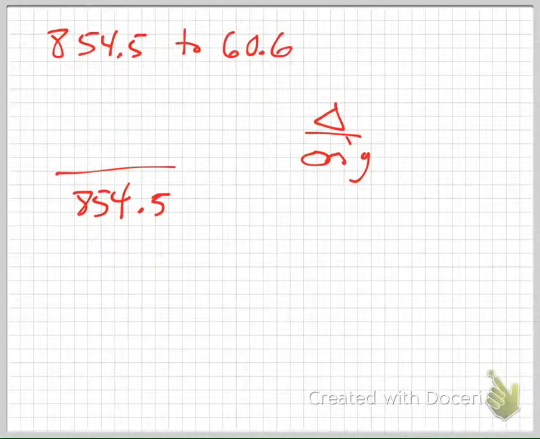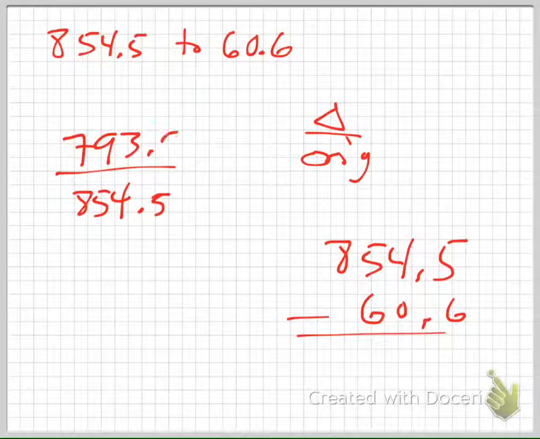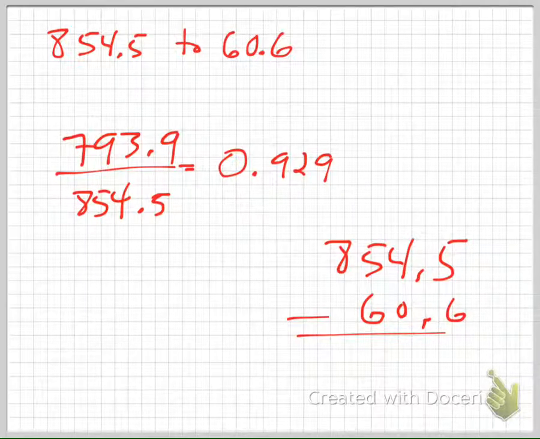How do I find the change? 854.5 minus 60.6. You subtract, right? Isn't that how you find the change, you subtract? So what is 854.5 minus 60.6? 793.9, right? And now what do you do with this? You just type in the calculator. What is 793.9 divided by 854.5? What's it come out to? 0.929. Okay. 0.9290.